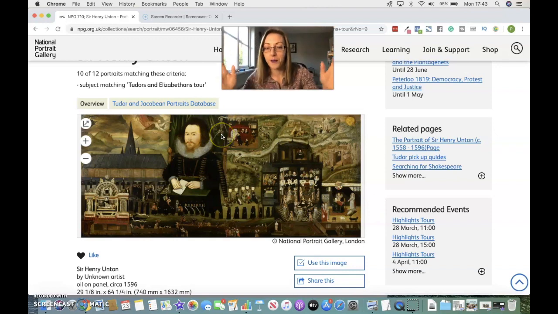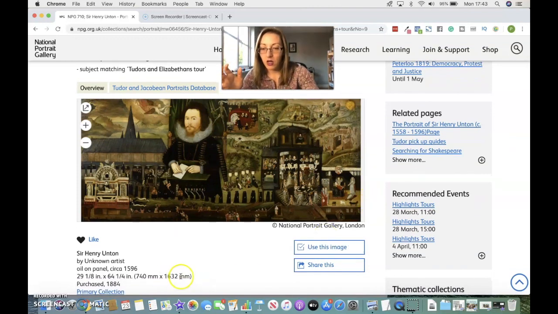I'm trying to think how big it is in real life. Oh, here we are. Not that big actually, is it? 1.5 meters long, I think, by just under 75 centimeters tall.